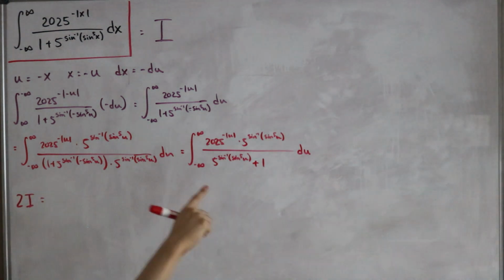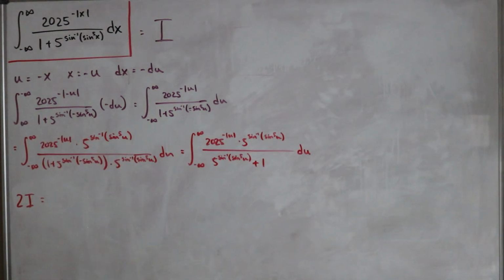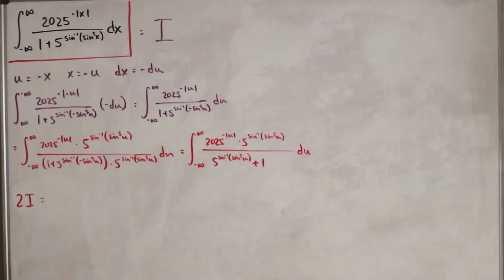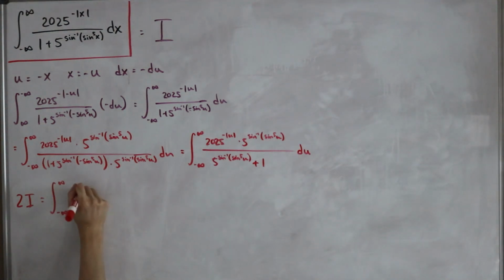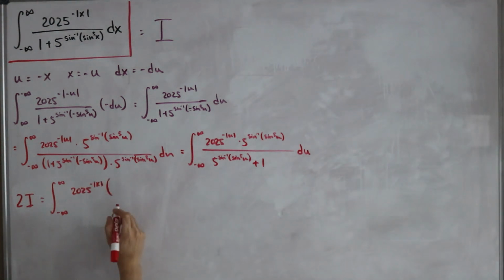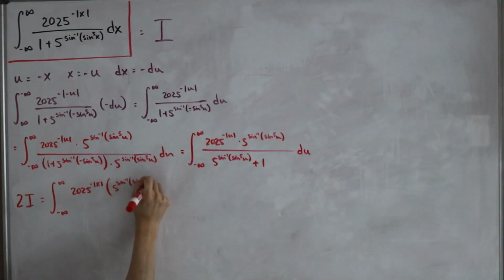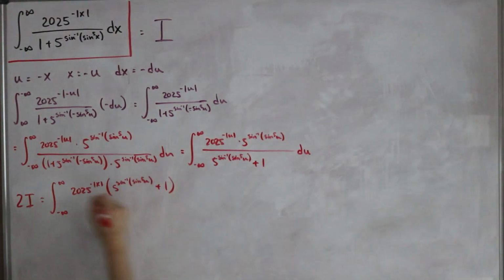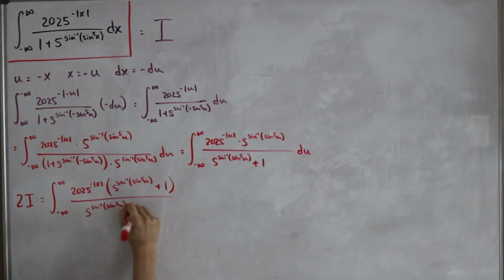And so with this being the case, they share the same factor, 2025 to the power, going back to the world of x, it's a dummy variable, so negative absolute value of x, and we can factor that out. So negative infinity to positive infinity of 2025 to the power negative absolute value of x, factor this out of 5 to the inverse sine of sine to the 5th of u, and then add this with 1. All this being divided by 5 to the power inverse sine of sine to the 5th of u, and then plus 1.